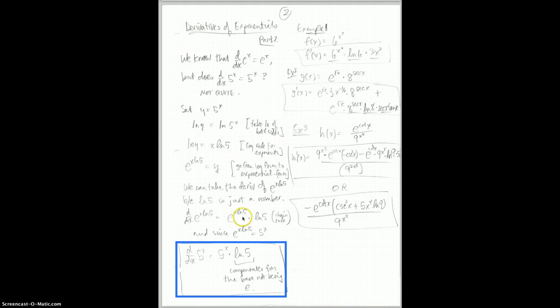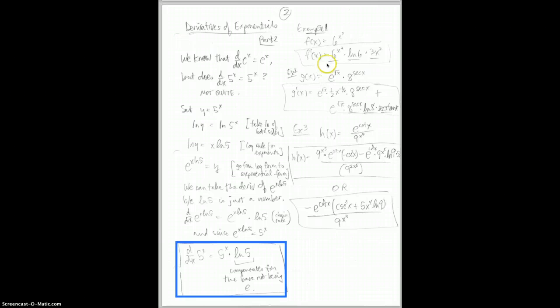Now this thing here is actually just 5 to the x in a different form. So your final answer when you take the derivative of 5 to the x is not just 5 to the x. You also have to multiply by this ln of 5 to compensate for the base not being e.